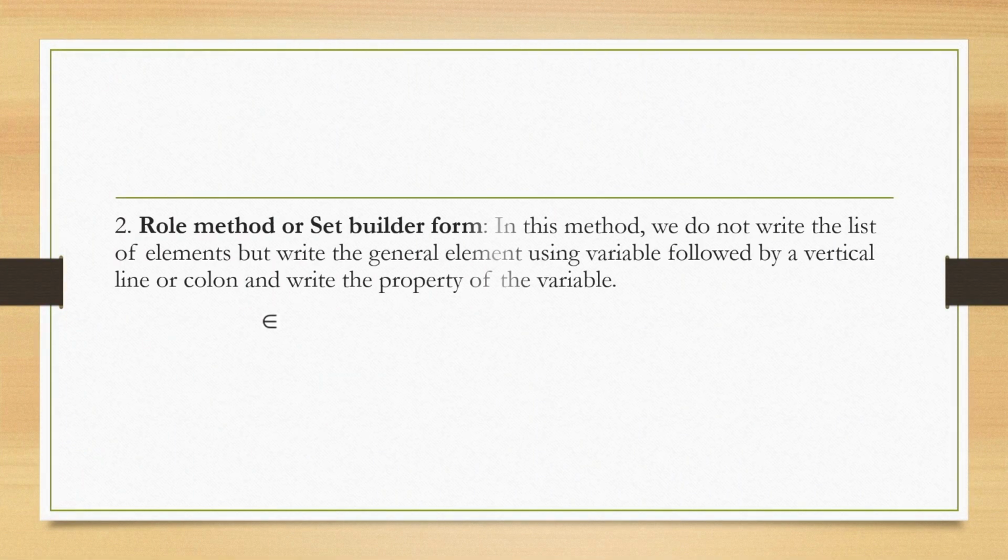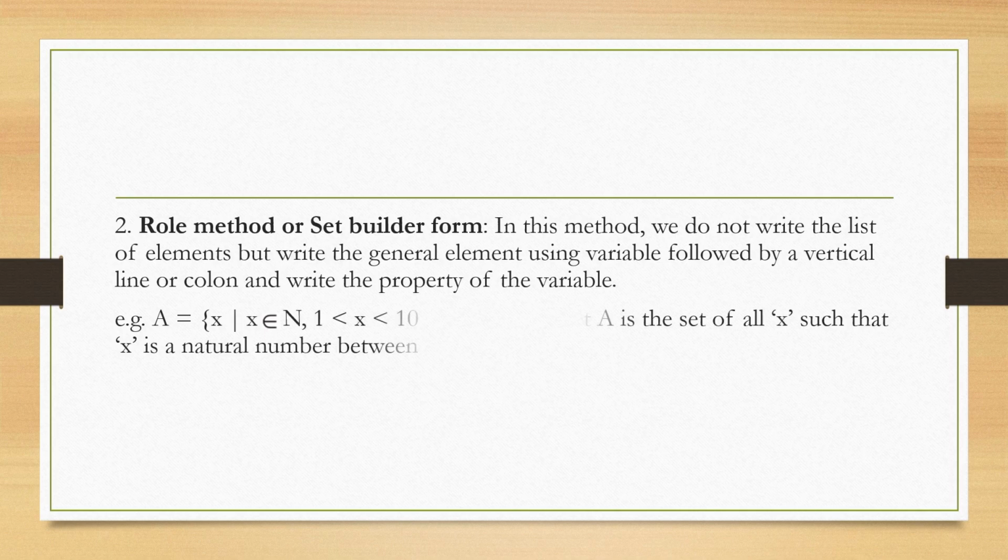Next, second, rule method or set builder form. In this method, we do not write the list of elements but the general element using a variable followed by a vertical line or colon and write the property of the variable. Let us study this statement with an example.